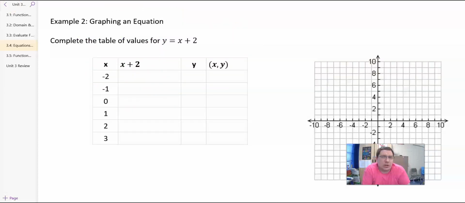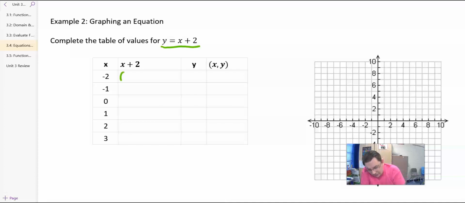So let's look at now how we can deal with this further. In example 2 here, we're going to graph an equation. But before we can graph it, we need to get some ordered pairs to put on the coordinate plane. And so let's look at some values that we're going to substitute in to see this graph. We're given the equation y equals x plus 2. And you can see we pick out some values here from -2 to +2, and we're going to find what their y values are.